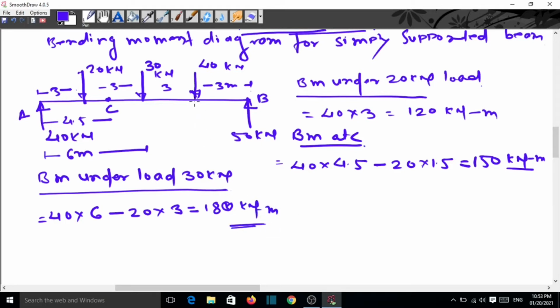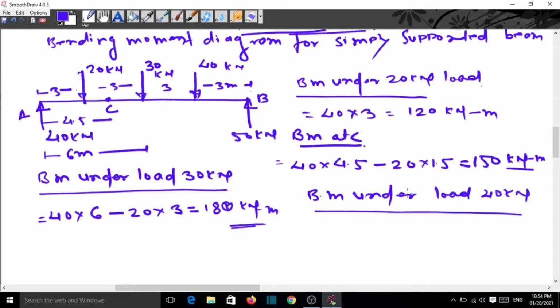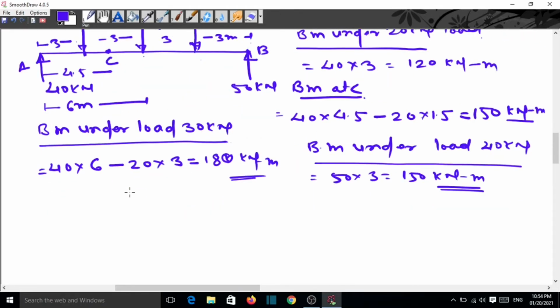And last we calculate the bending moment under the load 40 kilonewton. So that is equal to, from the right side, 50 into 3, that is 150. So in this way we got the values under the loads 20, 30 and 40. So we draw here the BMD.